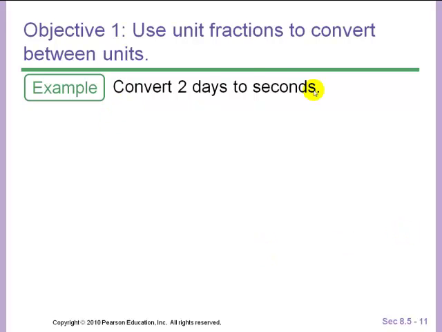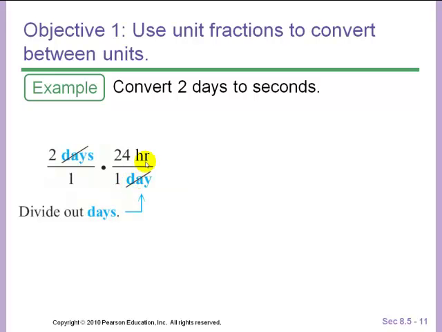Convert 2 days to seconds. So once again, we don't have a direct relationship between days and seconds, so we're going to have to use several unit fractions. We'll start by canceling out the days. I know 1 day is the same as 24 hours, so that cancels my days out. Now I want to divide out my hours. I know 1 hour is equal to 60 minutes, so that cancels or divides out my hours.